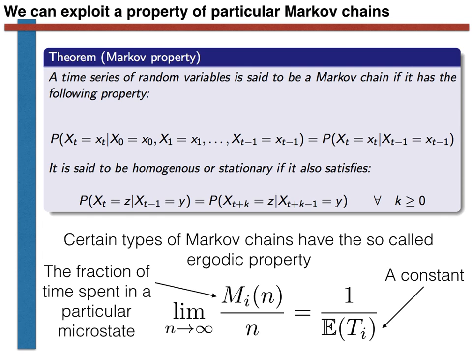The ergodic property thus tells us that if we use a Markov chain to generate a sufficiently large number of moves between microstates, the fraction of time we will spend in each of the microstates will settle down to a constant value.